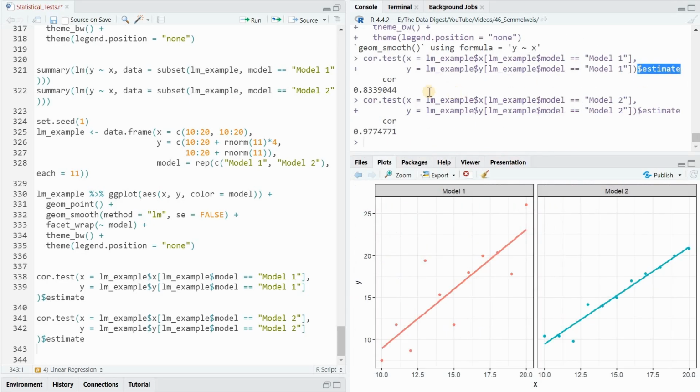With the dollar estimate, we can extract the correlation coefficient from the cor.test, and when you have identical slope, then the less variation you have around this regression line, the higher your correlation will be. For model 1 it resembles more of a cloud.